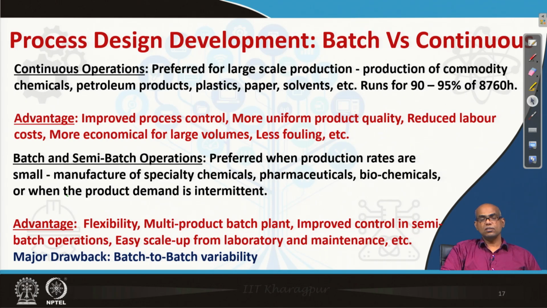Whereas continuous operations have an advantage over batch processes on this particular item. You can get more uniform product quality easily for continuous operations, but getting uniform product quality in all batches is still a challenge in chemical engineering operations. So, batch to batch variability is the major drawback for batch operations.